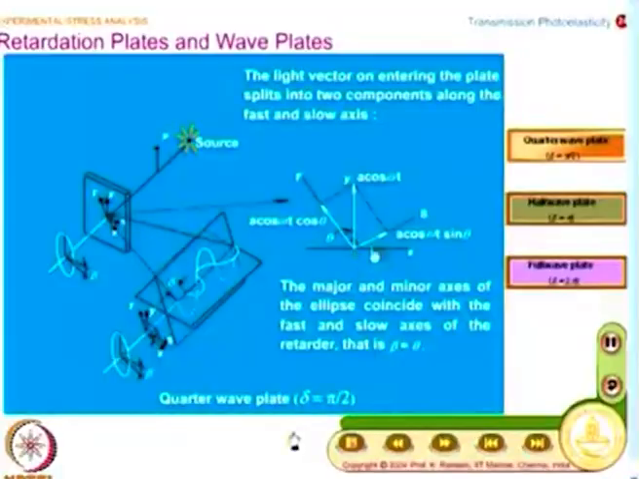On the other hand, when I have this angle as 45 degrees, I will have this amplitude the same. When the amplitude is the same, I will have a circularly polarized light. And in fact, if I have a polarizer and a quarter wave plate, I can get a light ellipse of any azimuth, any ellipticity. You have complete control.